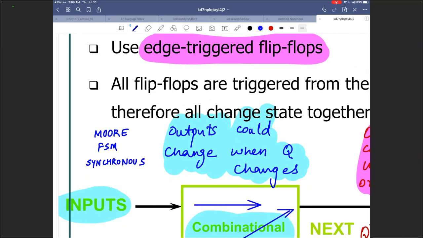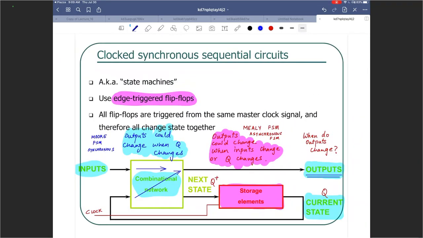For Mealy, the outputs may not be synchronous with clock because they change the moment inputs change because of this particular arrow, right? Inputs dictate changing the outputs immediately. More about these finite state machines as we go through, but that's where we are.